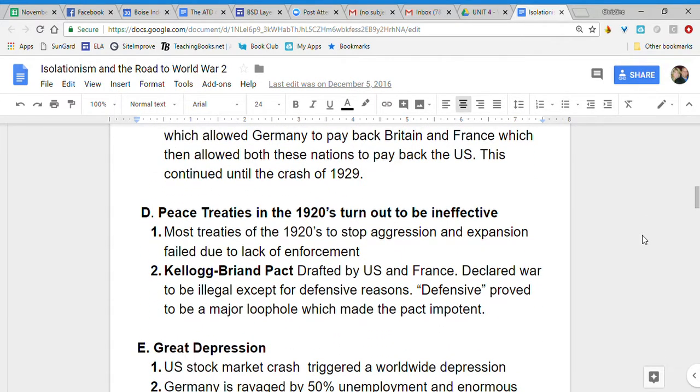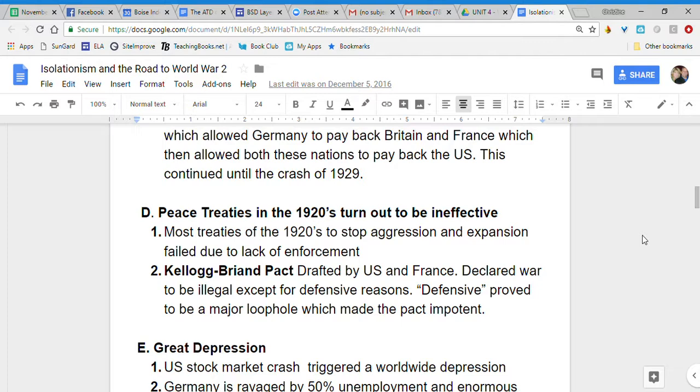The peace treaties in the 1920s turned out to be completely ineffective. Most of the treaties in the 1920s to stop aggression and expansion failed because no one would enforce them. If you made a treaty saying that if you did something, we were going to come in against you, they ended up doing nothing. And when you don't do anything, you're actually encouraging bad behavior.